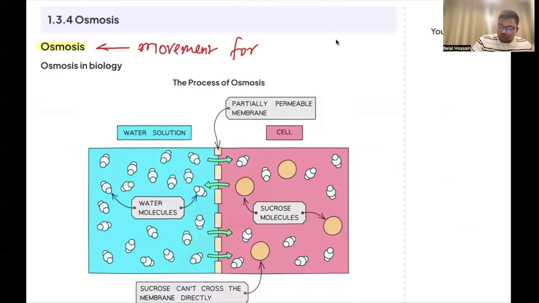Movement for water. Now, you see, in an animal body, every substance's concentration is determined by whether it is dissolved in water and how much of it is dissolved in how much water. That's why water is the fluid that gives any substance its concentration. For example, if you have 1 mole of sodium chloride dissolved in 1 dm cube of water, you will call it 1 mole per dm cube, right?